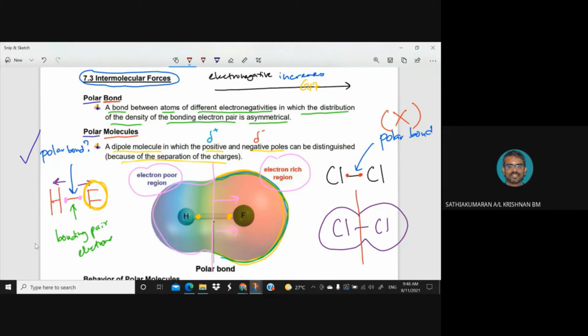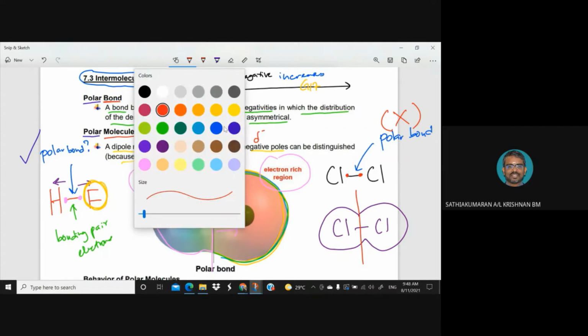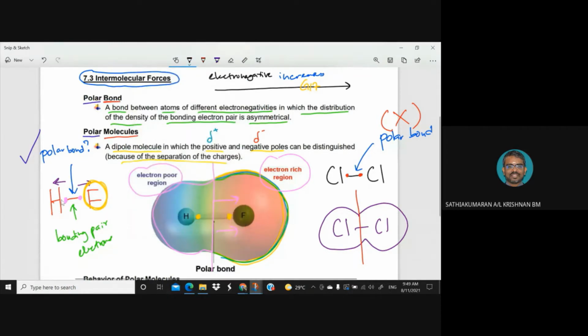Okay, so polar molecule. In a polar molecule, you will have positive and negative poles. Let us see HF. I choose HF, H and F. Which atom is more electronegative? Fluorine. That means fluorine has a higher tendency to attract electrons.